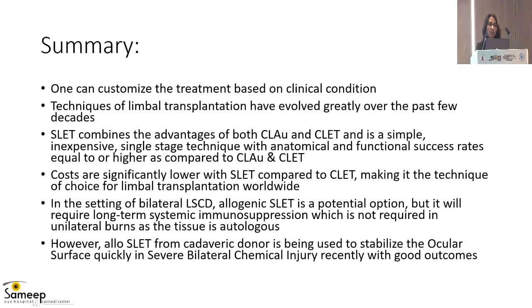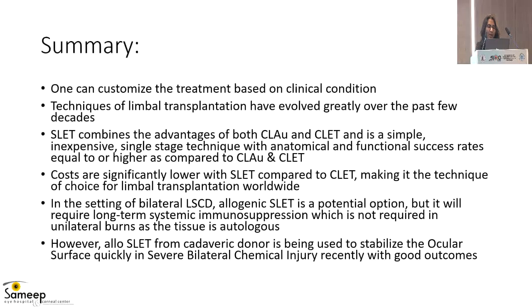Techniques of limbal transplantation have evolved greatly over the last decade, and SLAT combines the advantages of both conjunctival limbal autograft and CLET, and is a simple, inexpensive, single-stage technique with anatomical and functional success rates equal to or higher as compared to conjunctival limbal autograft or CLET. The cost is significantly lower with SLAT as compared to CLET.